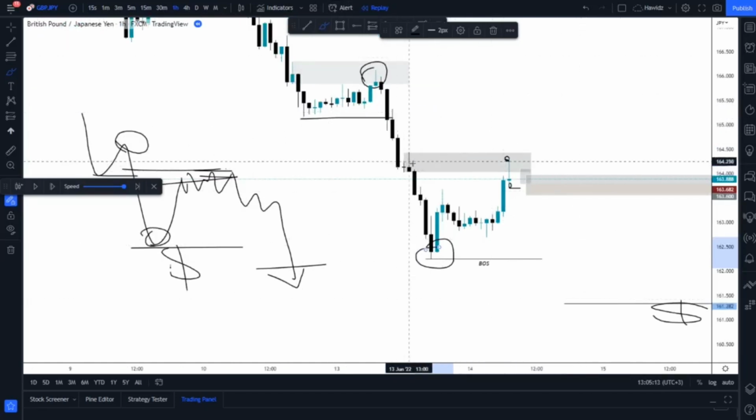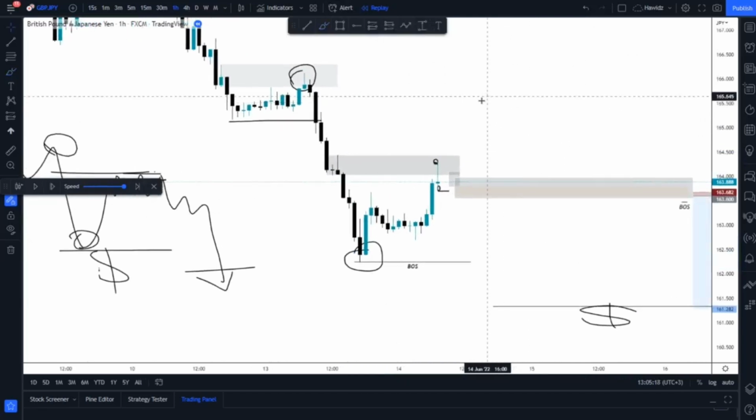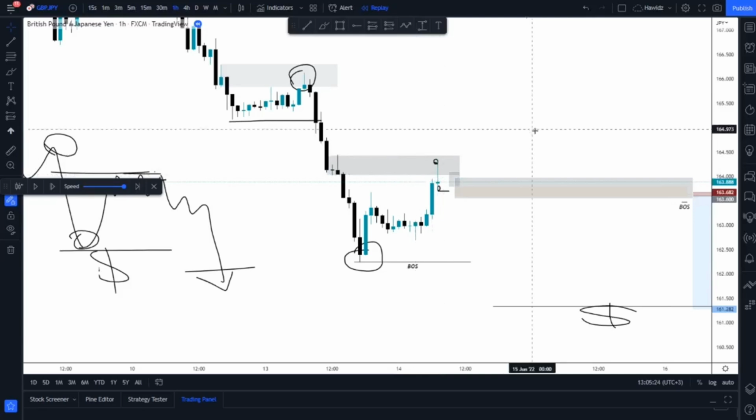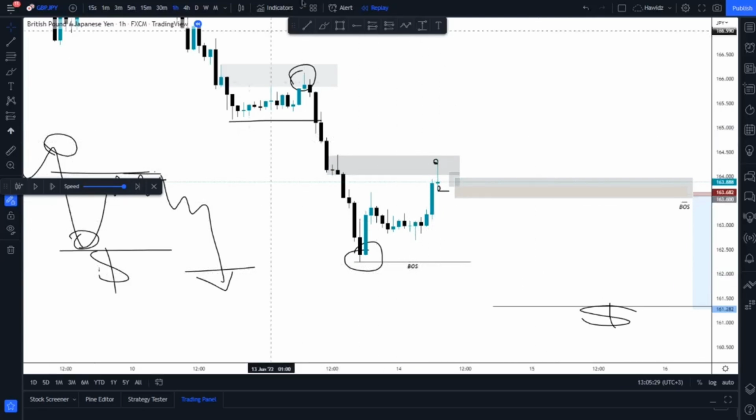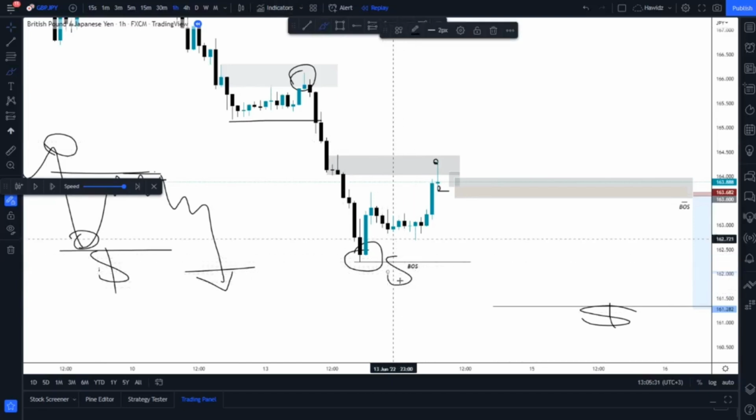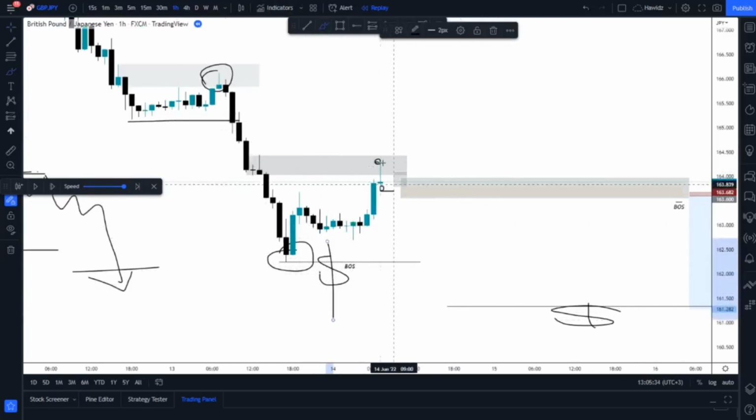Lo and behold, this was my area of interest, my POI, my point of interest, in which I was looking for this pullback to come in here, give me that Wyckoff play in the lower time frames, get my entry, and then looking to target this right here as my next liquidity target, right? So lo and behold, price reached here.